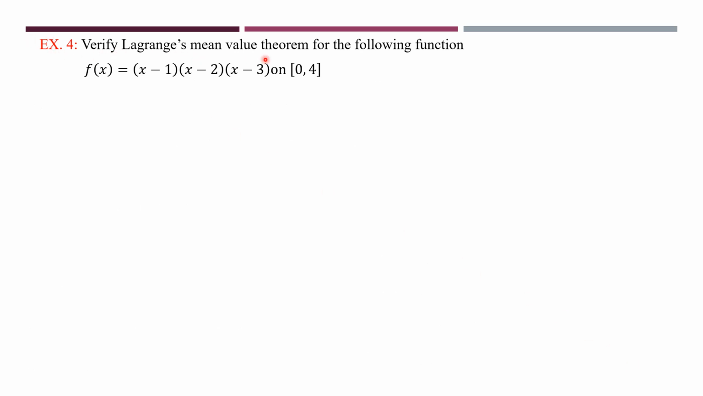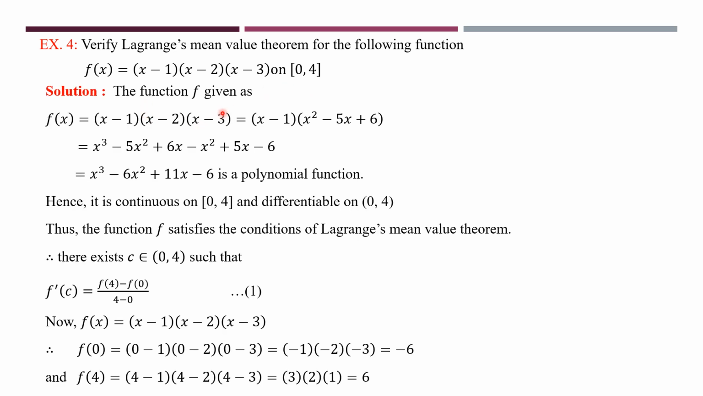Example 4. Verify Lagrange's mean value theorem for the function f(x) = (x - 1)(x - 2)(x - 3) on the closed interval [0, 4]. Solution. The function is f(x) = (x - 1)(x - 2)(x - 3). The multiplication of two terms gives x² - 5x + 6. Then multiply by x: x³ - 5x² + 6x. Then multiply with -1: -x² + 5x - 6. Simplifying, x³ - 6x² + 11x - 6, a polynomial function.